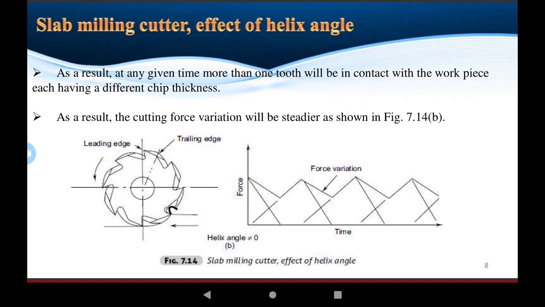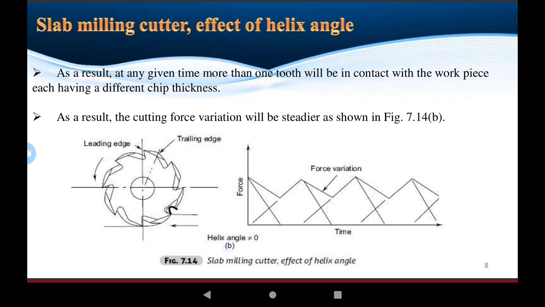The slab milling cutter's effect on the helix angle. The cutter performs the operation, and the effect of the helix angle matters. When the slab cutter performs the manufacturing operation and cuts material on the surface of the workpiece, more time is consumed, and then more than one tooth will be in contact with the workpiece.